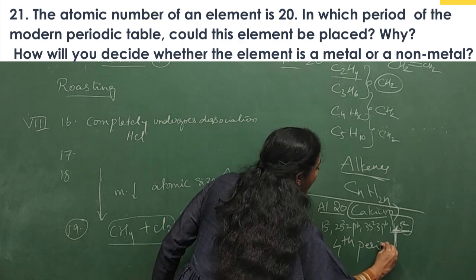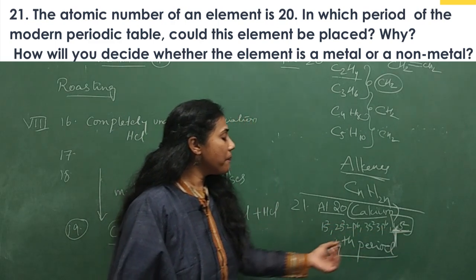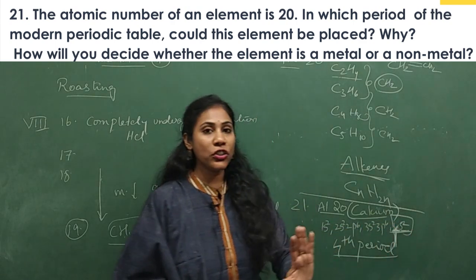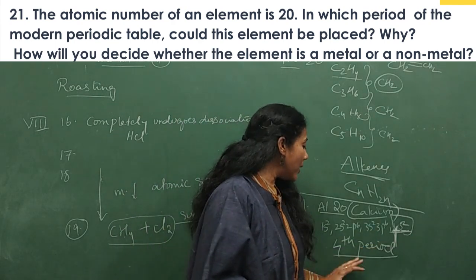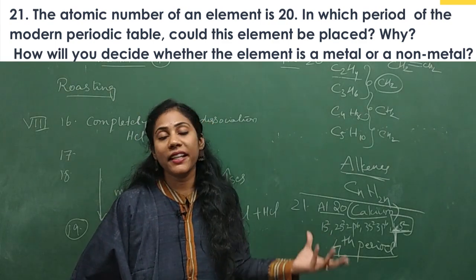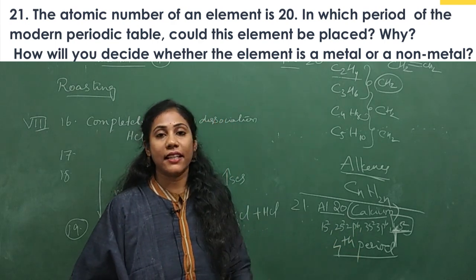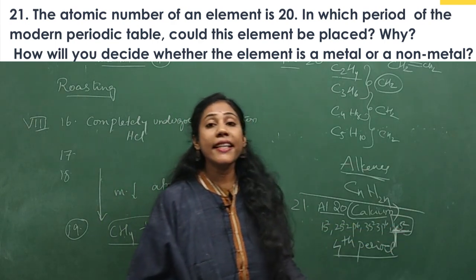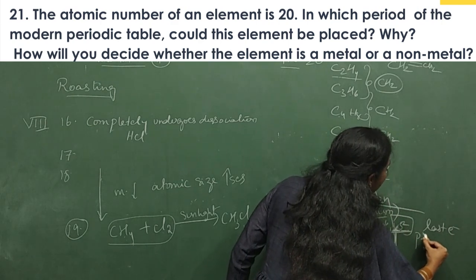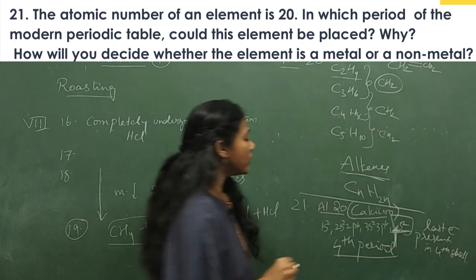In which period does it come? 4th period. Remember guys, this is a short trick for you. If you write the electronic configuration, identify in which shell the last electron is present. It is present in the 4th shell. So that element always will be placed in which period? 4th period. This is how you can come to know in which period the element is. And why is it in the 4th period, they are asking. Because the last electron is present in the 4th shell. That is why it is placed in the 4th period.